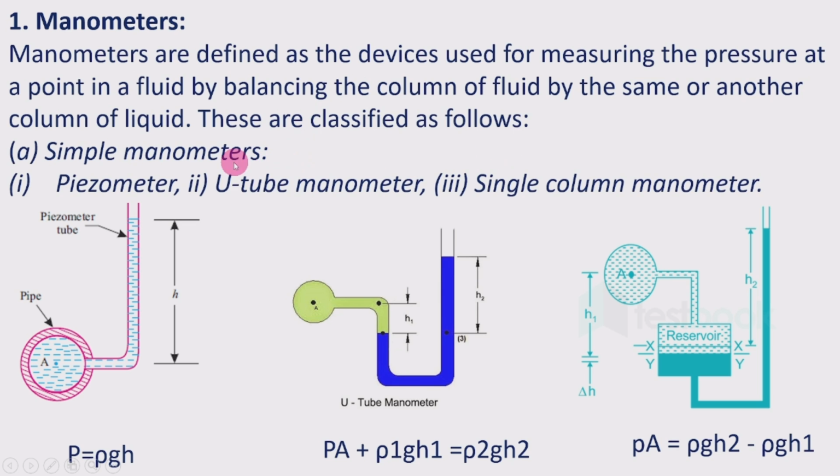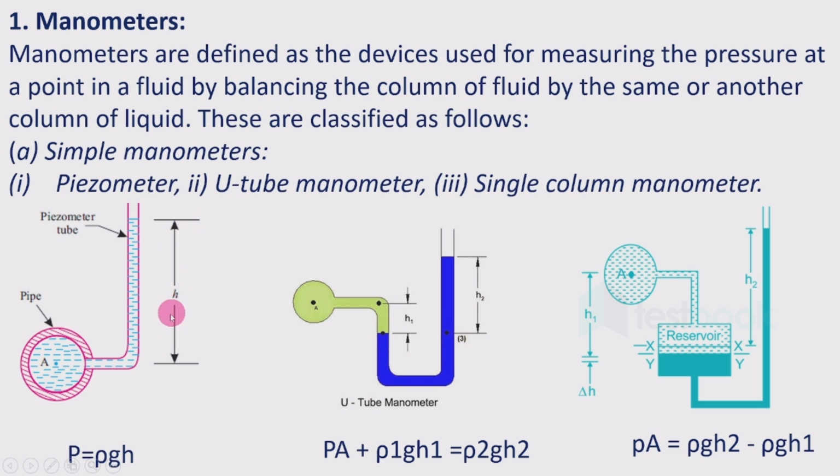The first type is simple manometers. In the simple manometers, there are three types: one is the piezometer, second is the U-tube manometer, and third is the single column manometer. The piezometer is the simplest type of manometer used for measuring pressure. It is a tube connected to a pipe in which the fluid is flowing at a particular pressure. Due to that pressure, the fluid rises in the connected tube, and that rise is taken from the datum center line of the pipe as a height h.